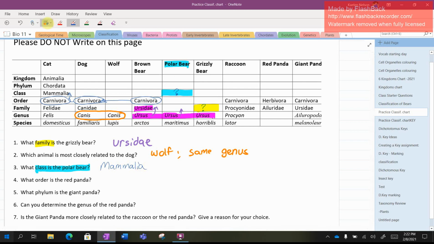Okay, what order is the red panda? In this case, I think this one is just a reading. Here's my red panda. My order is Herbivora, so that is just reading the chart.